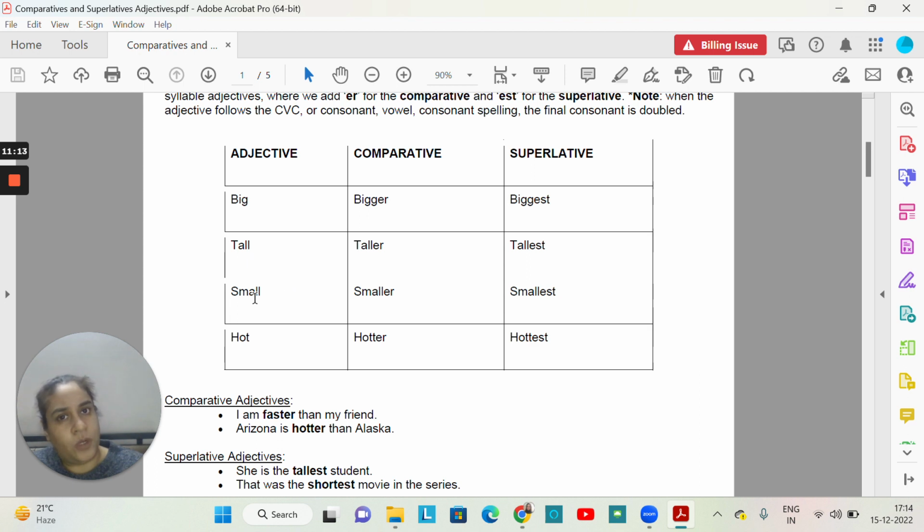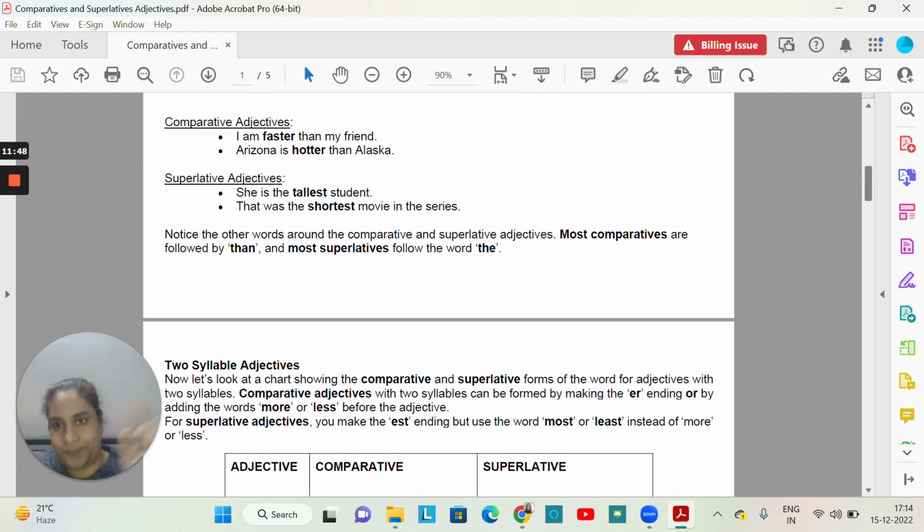The same rule applies for small. Already my consonant is double, LL. So I will add an ER in the comparative and I will add an EST to the superlative. But now if I come here to hot, one single vowel sound, O, hot. I have only one consonant in the end, that is a single T. Automatically I will make it double in comparative, that is double T and ER. And for my superlative, it is double T and EST. That is all you need to understand and remember.